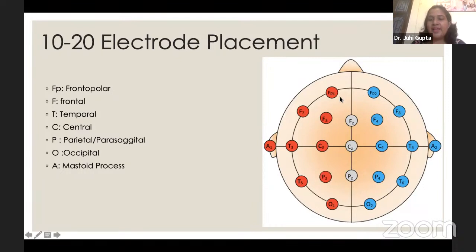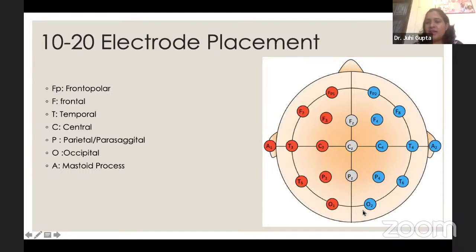And they are known as FP1 and FP2 for frontopolar. F7 and F8 are anterior temporal. The F3, FZ, and F4 are frontal. C3, CZ, and C4 are central. T3 and T5 are temporal. P3, PZ, P4 are parietal, and O1 and O2 are occipital.